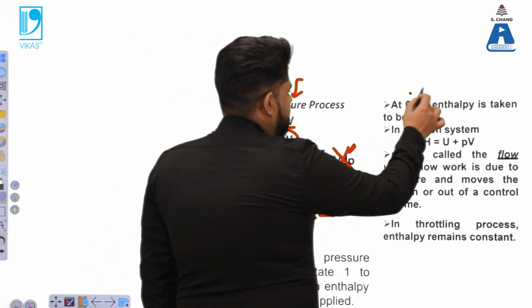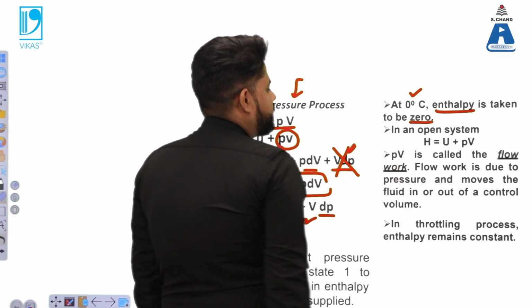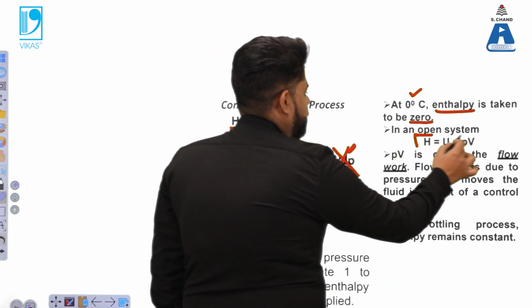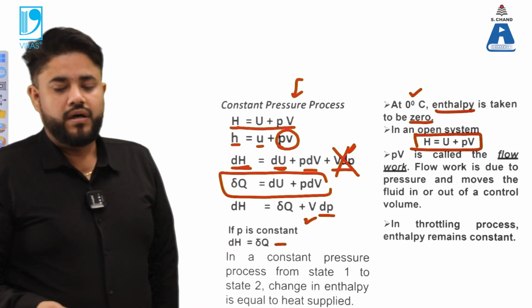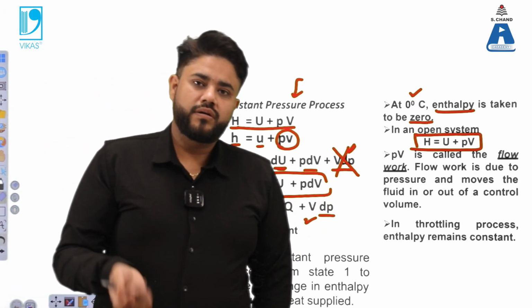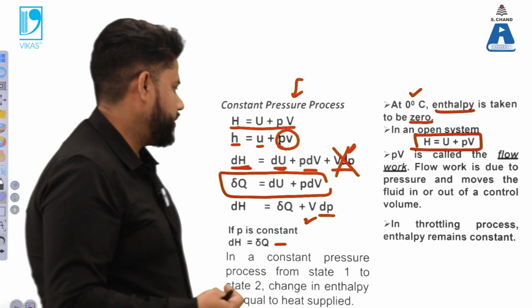Another case is at 0 degree Celsius, where the enthalpy H would be 0. So for an open system we have this particular formulation, and that formulation is related to the flow process. That can be a throttling process, or that can be related to compressors or other aspects.